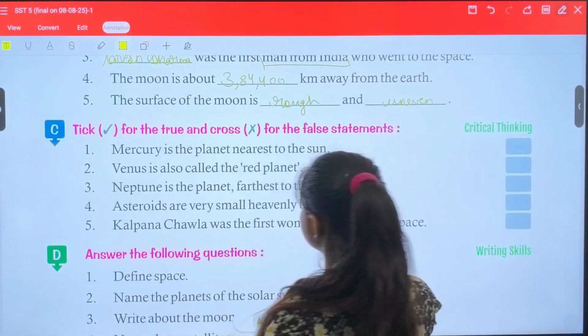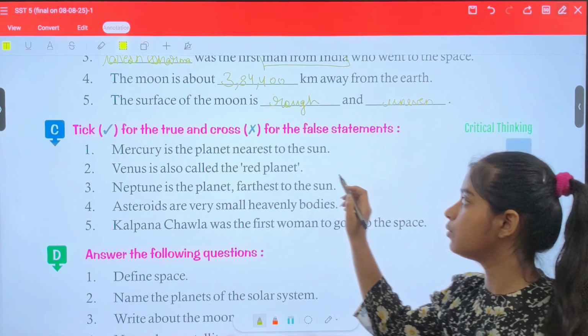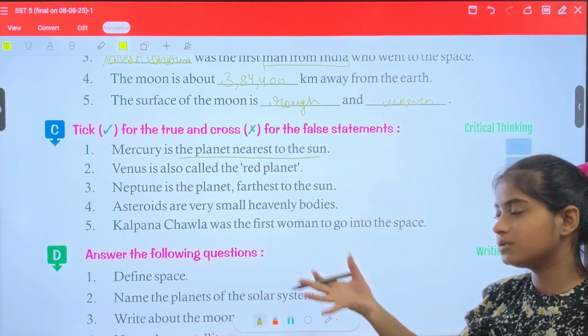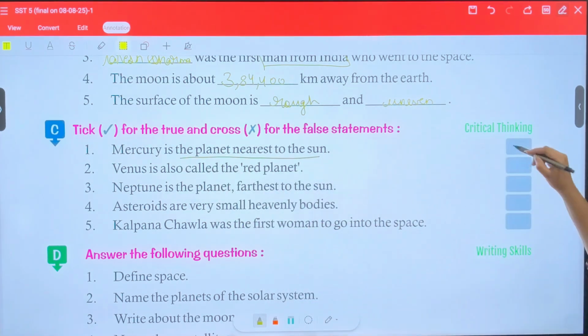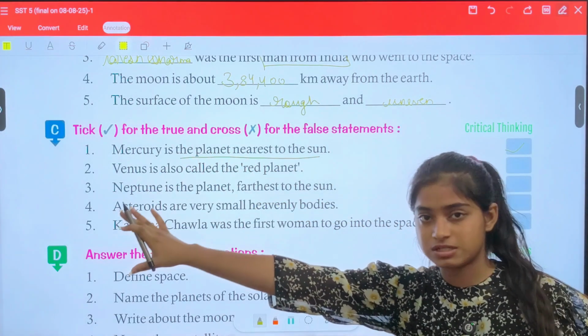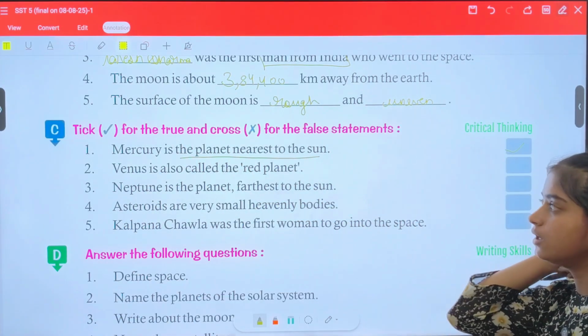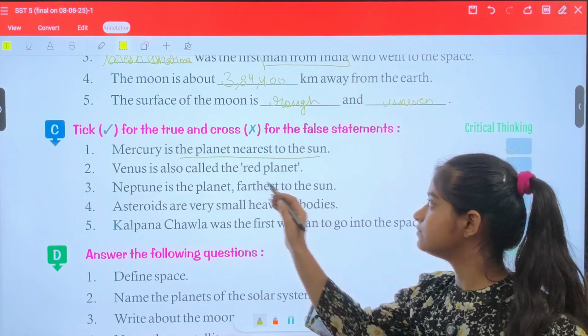Next, we have: tick the correct option. Mercury is the planet nearest to the Earth. No, Mercury is the planet nearest to the Sun. This is obviously the correct answer, and that's why Mercury is the fastest planet also. Clear? And it is also the smallest planet.